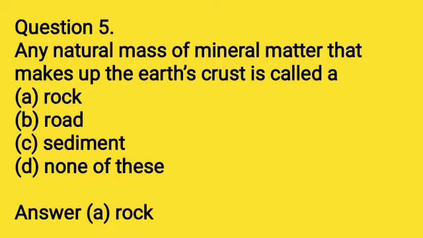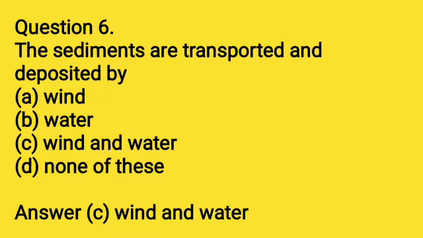Question 5. Any natural mass of mineral matter that makes up the Earth's crust is called A. Rock. B. Road. C. Sediment. D. None of these. Answer A. Rock.